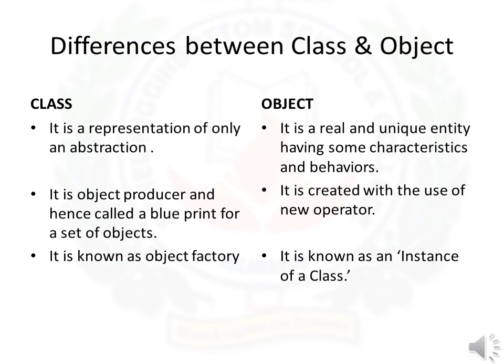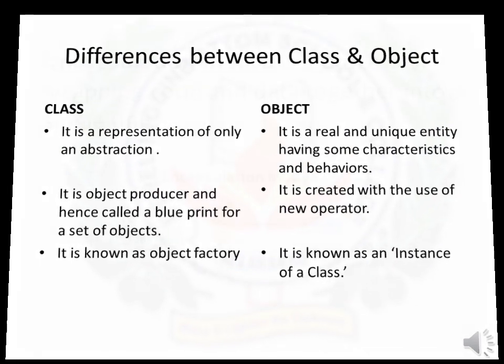New is the keyword, okay? New operator. Then third one, it is known as object factory. Class is called as the object factory because it is producing the same type or similar type of objects with some characteristics and behaviors. This object is also known as instance of a class. Okay, these are the main differences between class and objects.